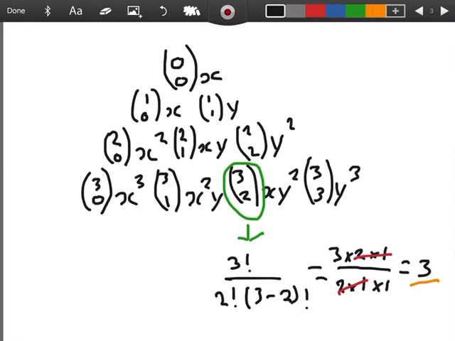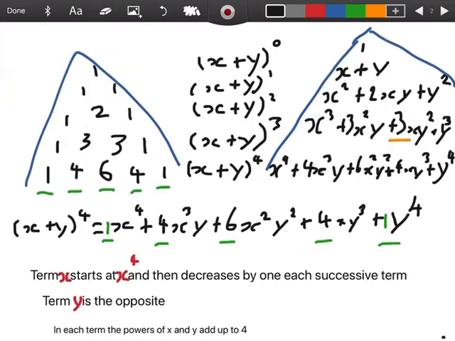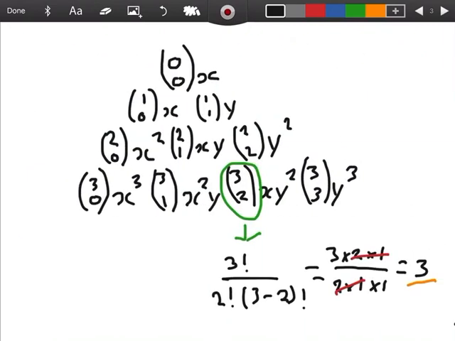And then I've underlined it in orange here, so let's take a look back. As you can see, in x plus y cubed, in this line here, we have x cubed plus 3x squared y plus 3xy squared. And that 3, the second 3, matches this one. So they're just corresponding numbers. Next part.